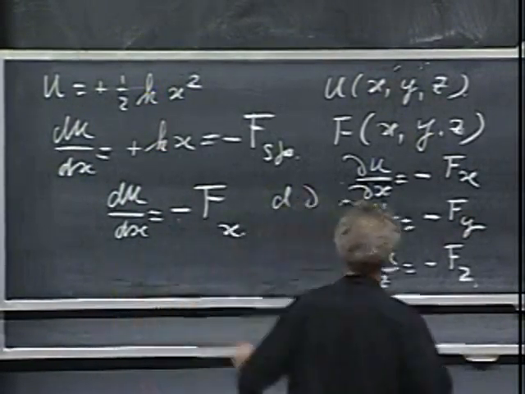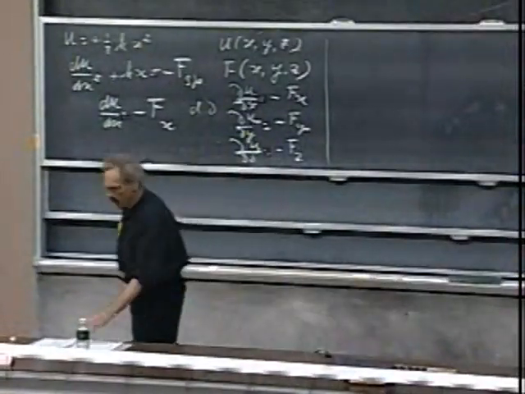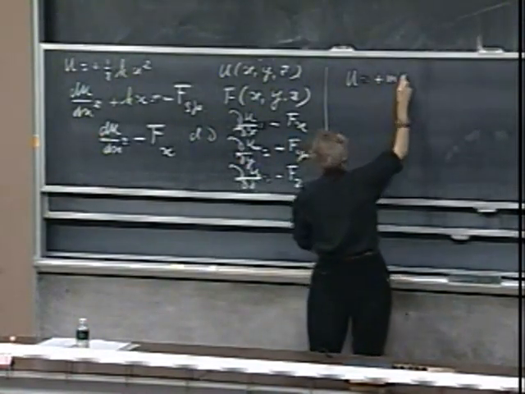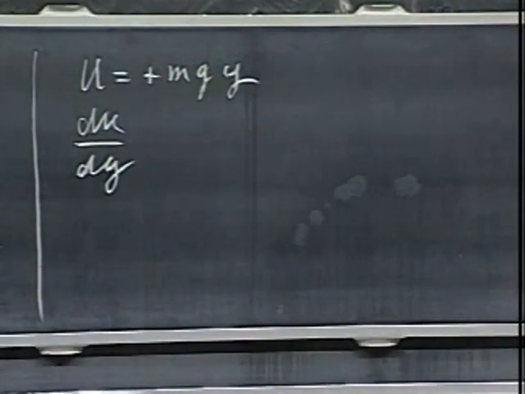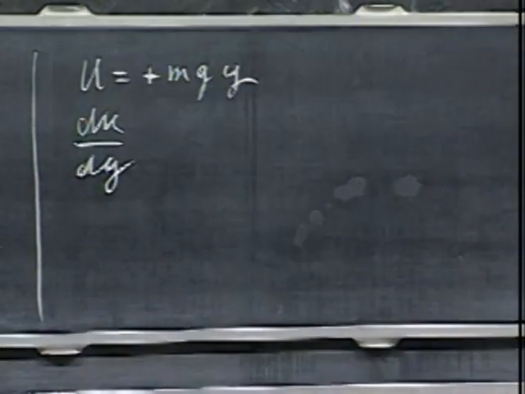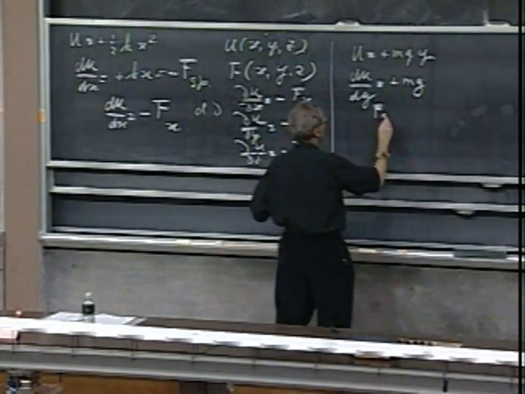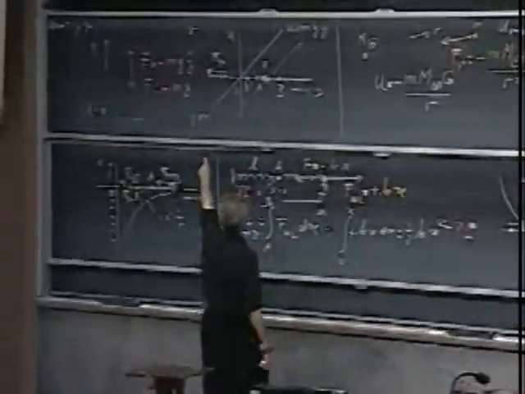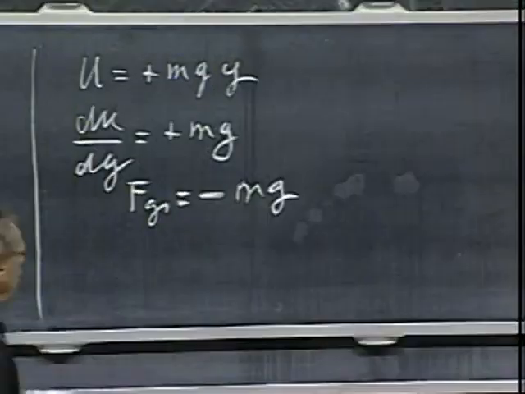If we go back to the situation where we had gravity, we had there the situation near Earth. We had u equals plus mgy. So what is du/dy? This is a one-dimensional situation, so I don't have to use the partial derivatives. I can simply say du/dy. That is plus mg. And notice that the gravitational force was minus mg. Remember, the minus sign is still there. And so you see that here, indeed, du/dy is minus the gravitational force.